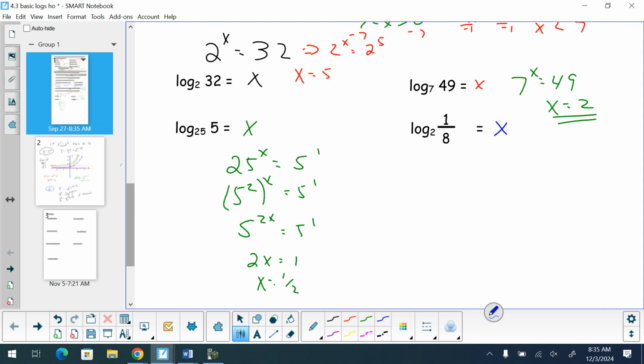Olivia, what would it be exponentially? 2 to the x equals 1/8. Okay, 1/8 we can write as base of 2 to the what power? Alright, this would be 2 to the negative third power. This is 1 over 2 to the third power. To bring it up top, we have to throw the negative with it. So x would equal -3.